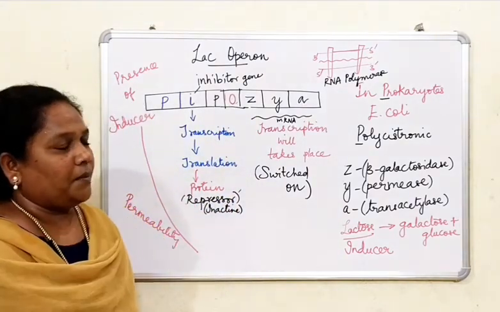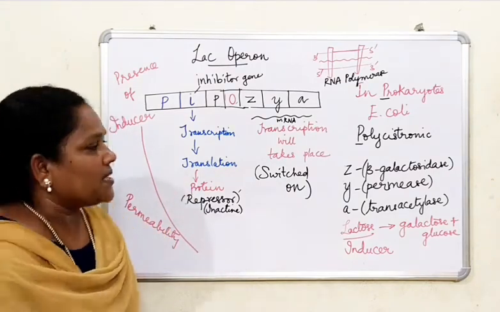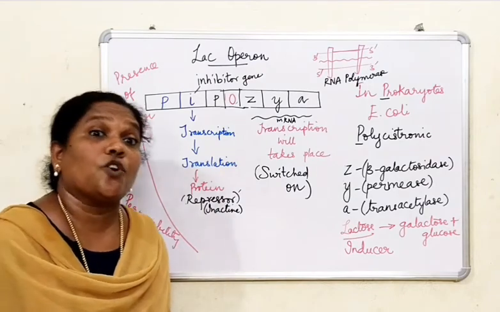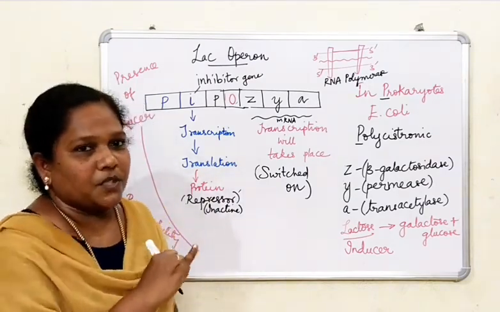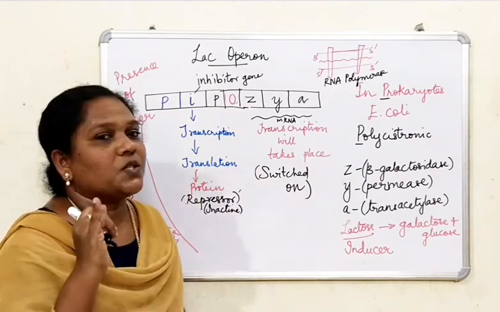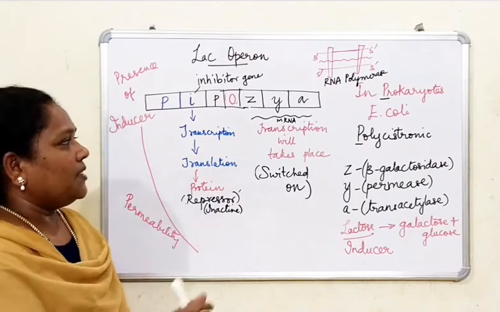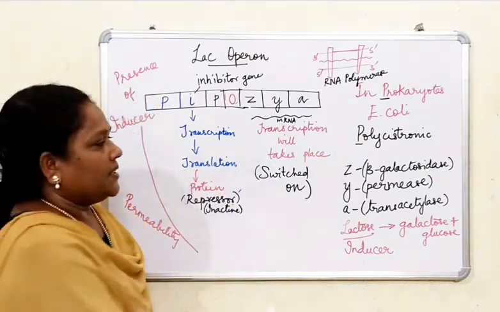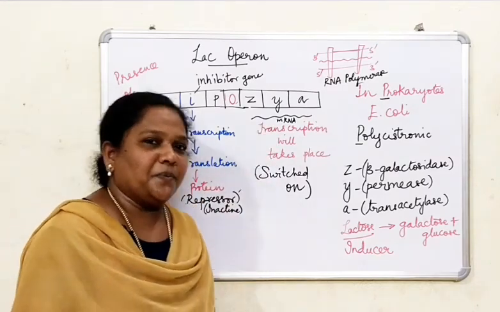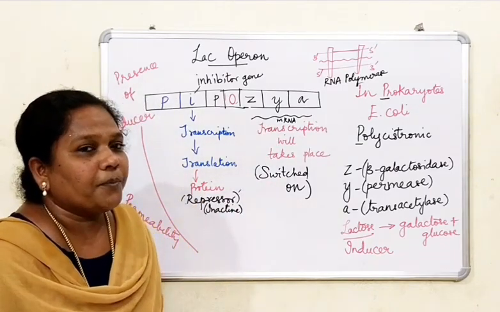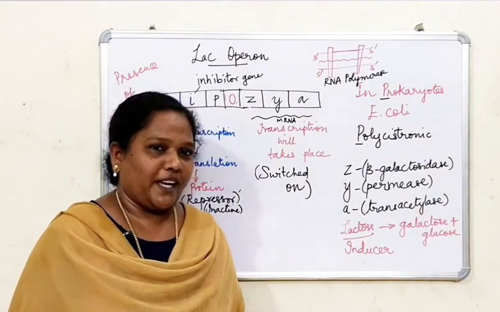Only two things you have to remember. In the absence of inducer, transcription will not take place and the condition is called switched off. In the presence of inducer, transcription will take place and the condition is called switched on. If transcription takes place, mRNA will be synthesized and it will be ready for protein synthesis. So this is what we learn about Lac Operon in prokaryotes.